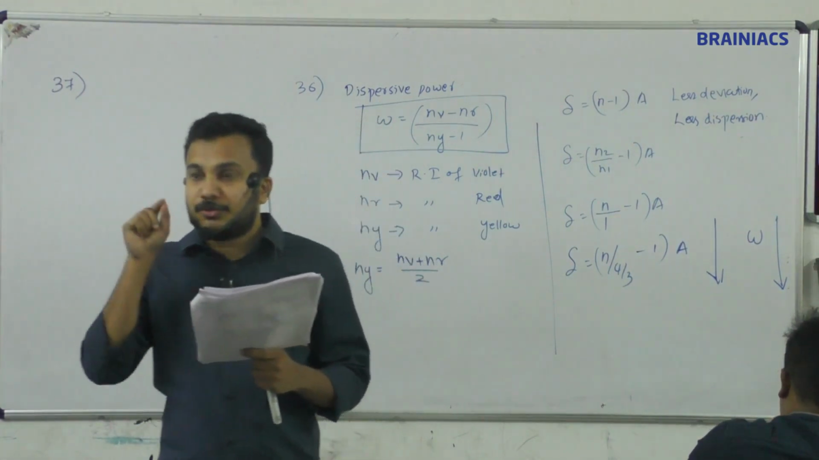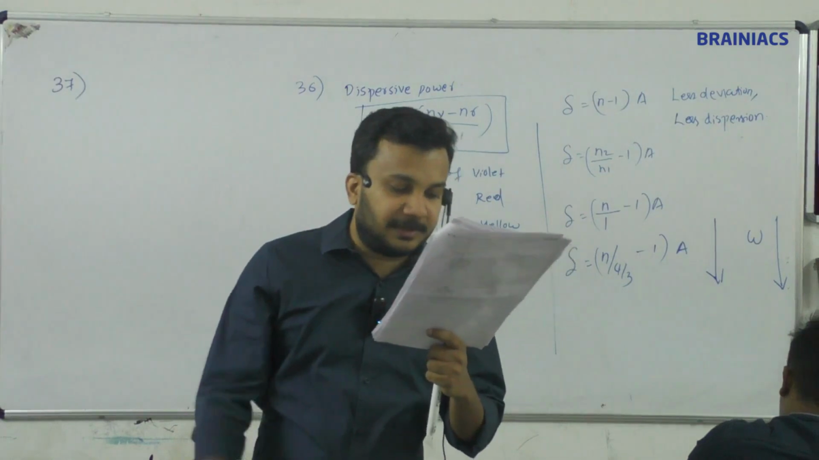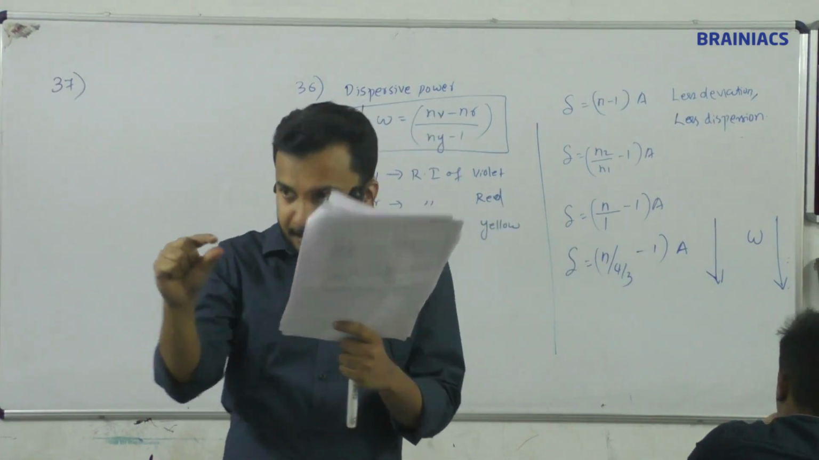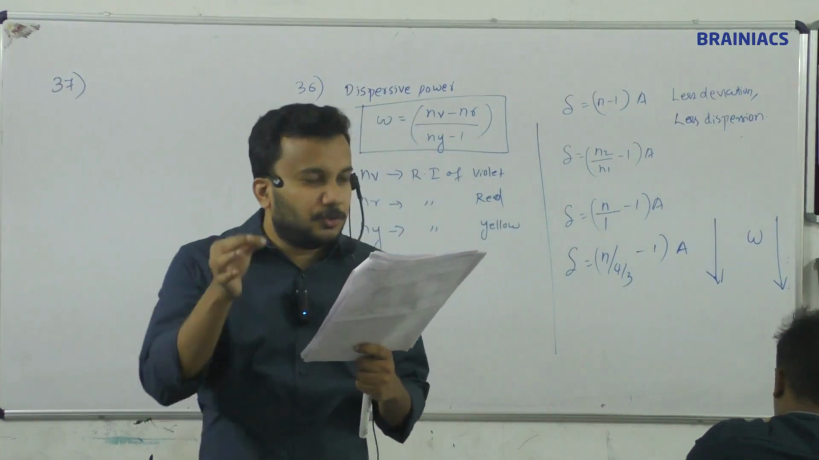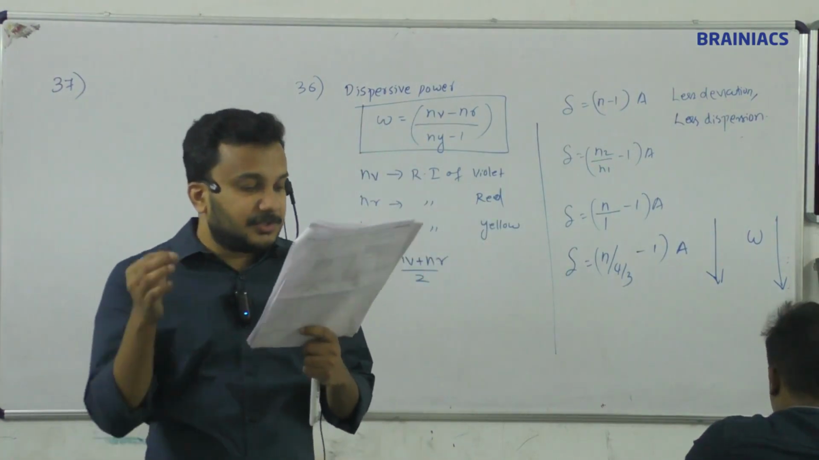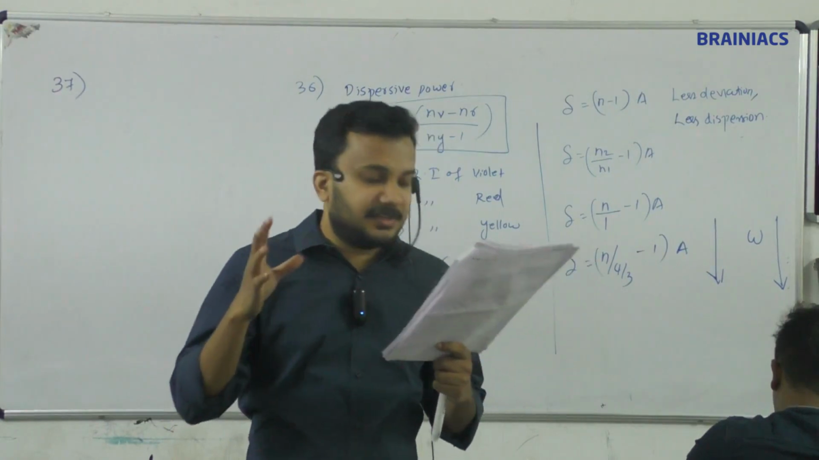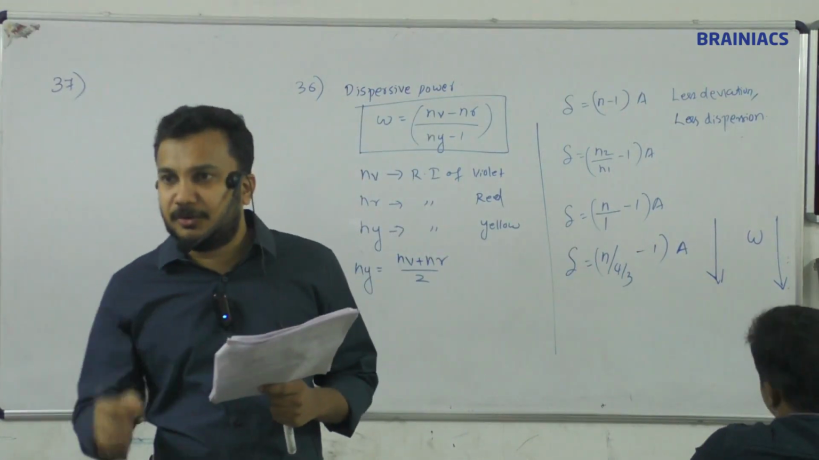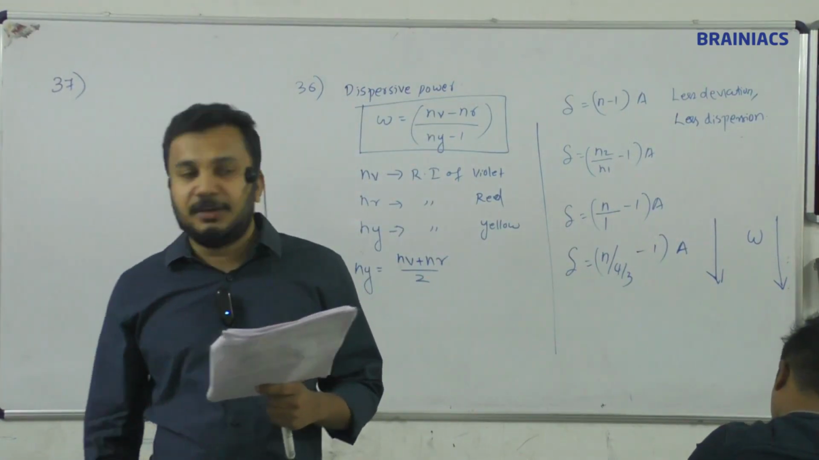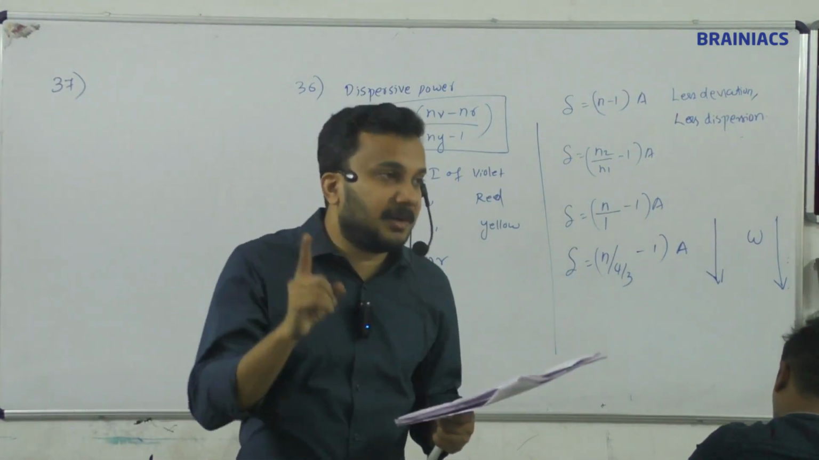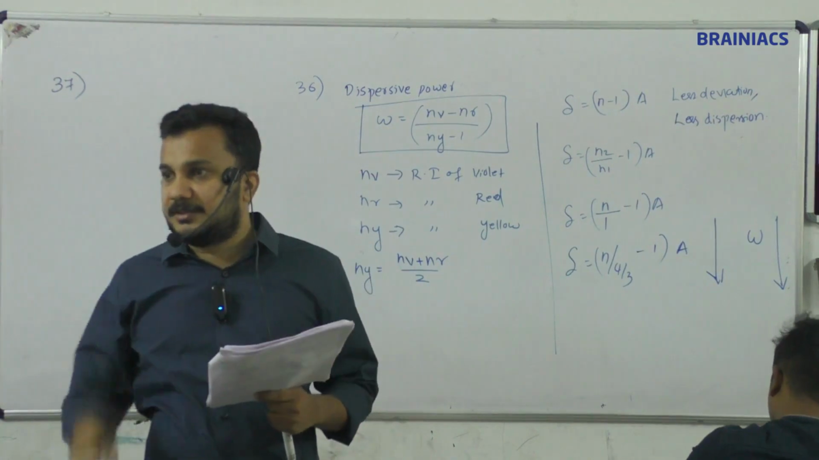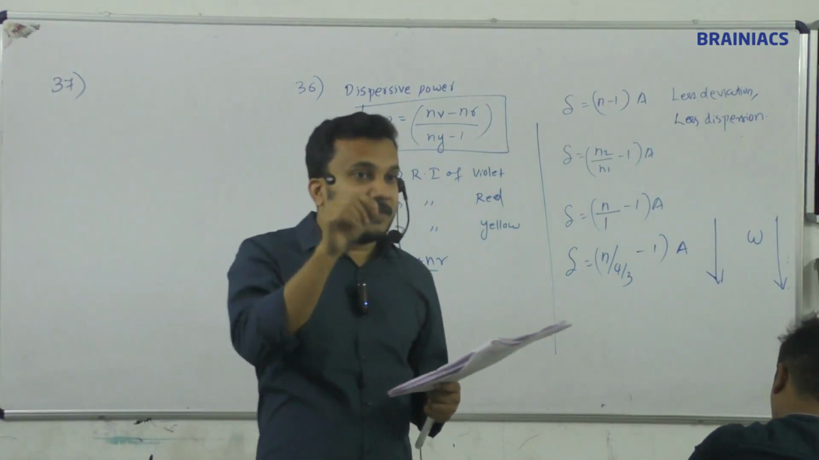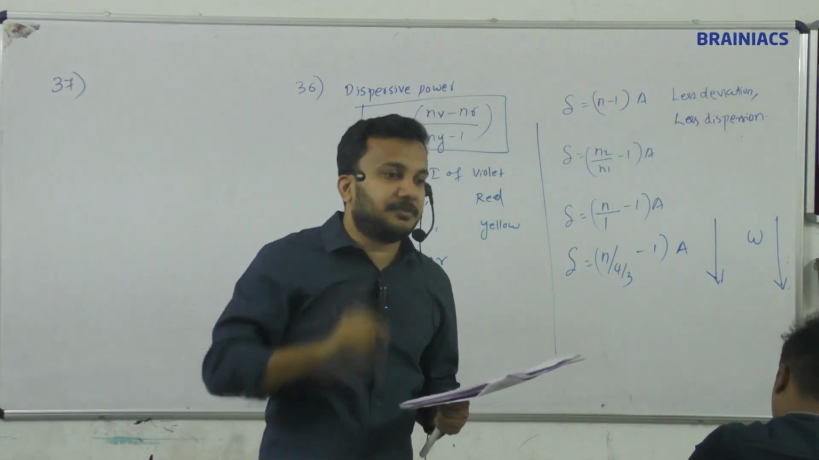Position of object is given. Object is where? Flower. On the paper we have drawn one flower. So object is at what distance away? 20 centimeters away. Radius of curvature is how much? 20 centimeters. What we need to find out? V, the image position. You are not supposed to use apparent and original depth because the surface is not flat. Surface has a radius of curvature. So the refraction through spherical surface formula has to be used.